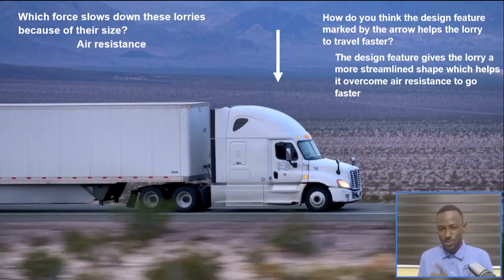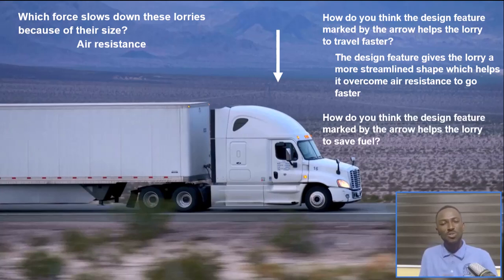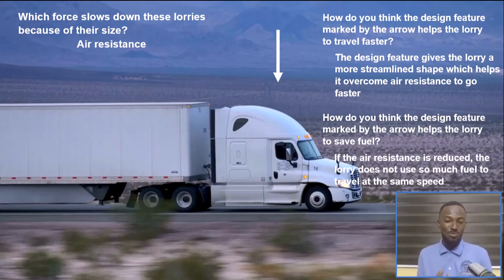So it's able to overcome the air resistance that is trying to slow it down, to enable it to move faster. So our final question is, how do you think this design feature in the lorry or the truck helps to reduce fuel consumption or helps us to save fuel? Well, the air resistance is reduced because of the way the truck is shaped. And because it is reduced, the lorry or the truck then uses not so much fuel to travel the same distance or to travel at the same speed. If not for the design feature of this truck, it would need to use so much energy, so much fuel to overcome the air resistance. So that's how amazing it is.